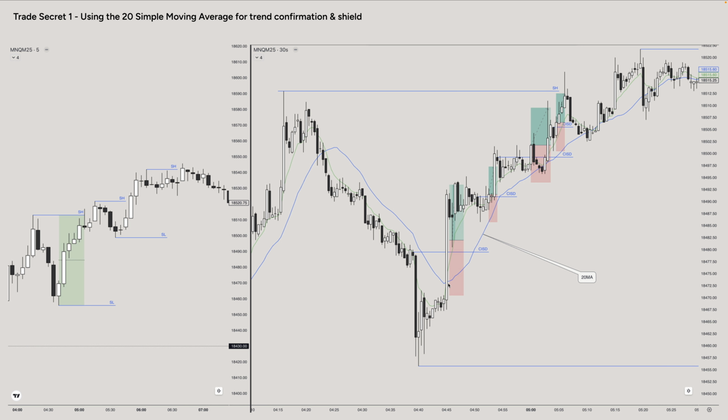Now, this is a case where the 20 SMA is sloping very steep up. Sometimes it also happens that it will slowly start to slope up. That is also still okay, and the same rules apply. The only thing is that if it slopes more than 45 degrees, it just means that the trend momentum is very strong.